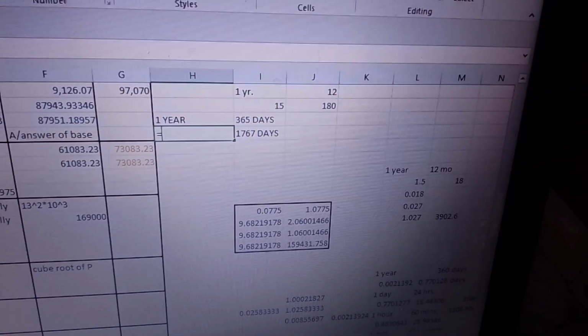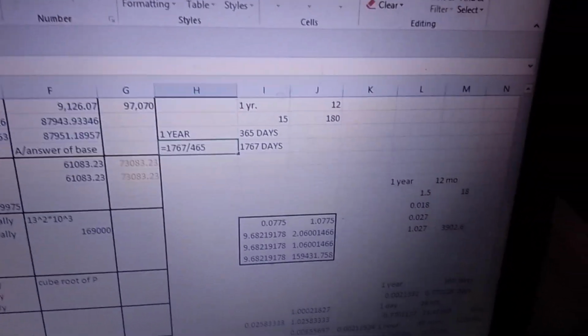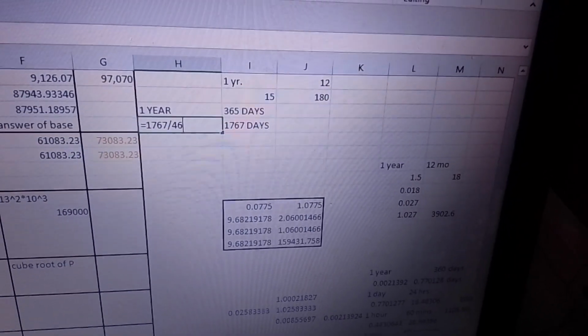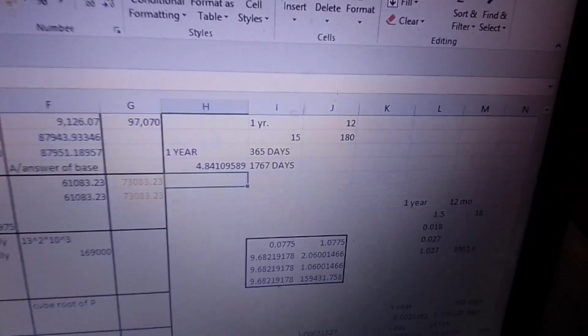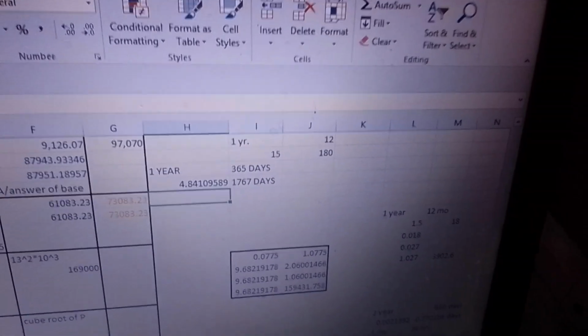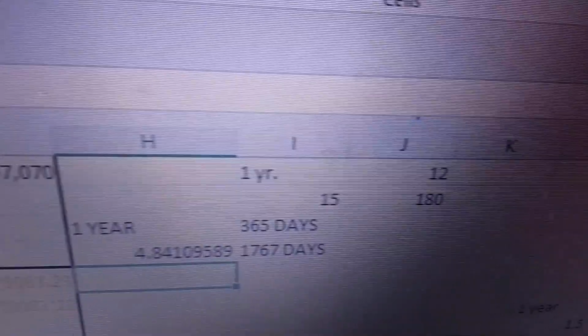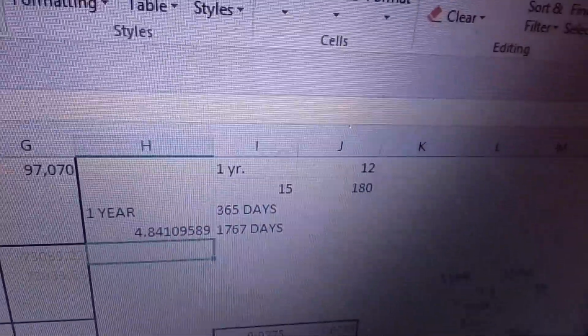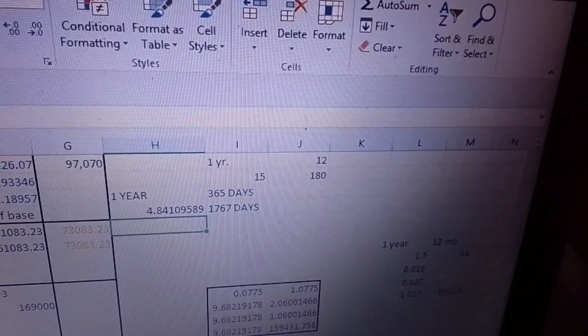So, we need to divide. 1,767 divided by 365, so that we can get how many years. And that is 4.84 years. Yun yung tamang sagot. From December 2019 up to the present, it's 4.84 years. Grabe naman. Or let's say, for example, kung mag-time interval tayo, pwede pa rin tayo.